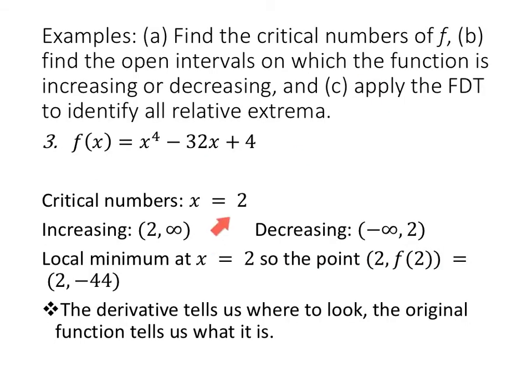And with a critical number of 2, increasing and decreasing, I know that there's a local minimum at x equals 2. Right, from decreasing, going down to increasing, so I'm going to have a minimum. The minimum, we always find the value of the minimum from the original function. So the original function, I put in my 2, I get negative 44. Remember, the derivative tells us where to look, but the original function tells us what it is. So the derivative gave us x equals 2. The original function gives us the y value.